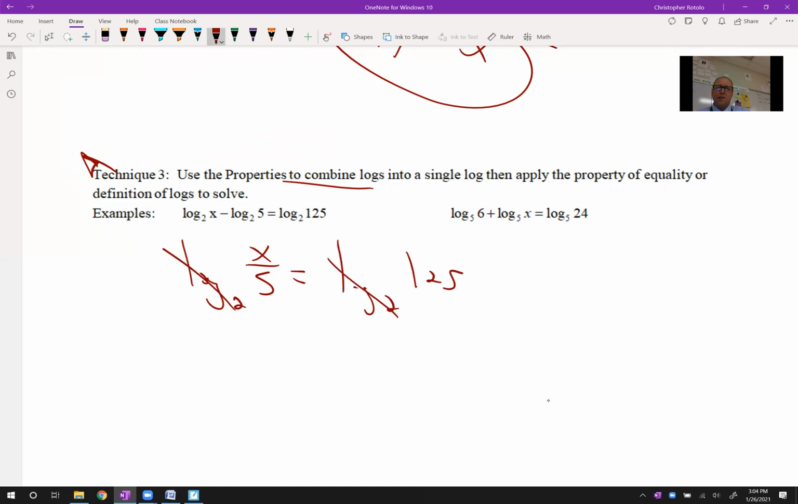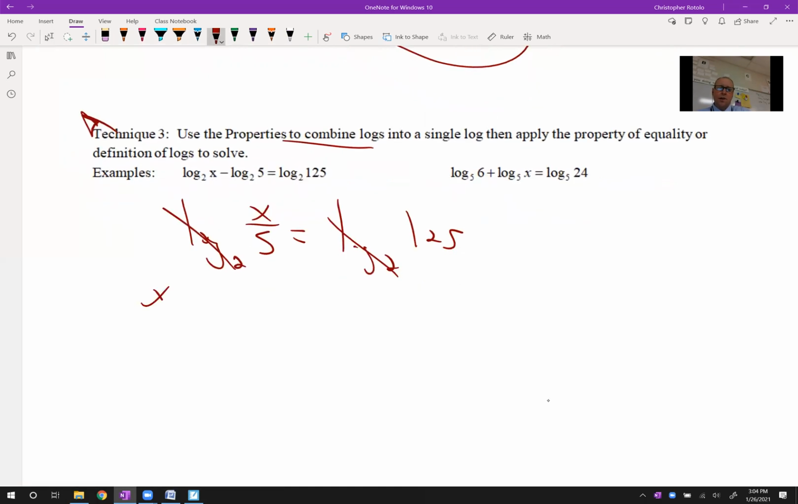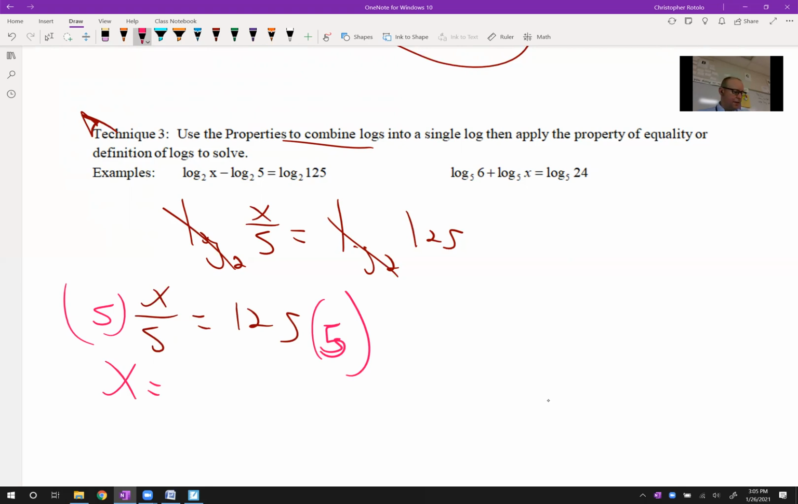Now I have the same base, so guess what? We're going to drop them. So x over 5 equals 125. And to finish that out, x is being divided by 5, so we're going to multiply it by 5. So x turns out to be 125 times 5. All right, 625.